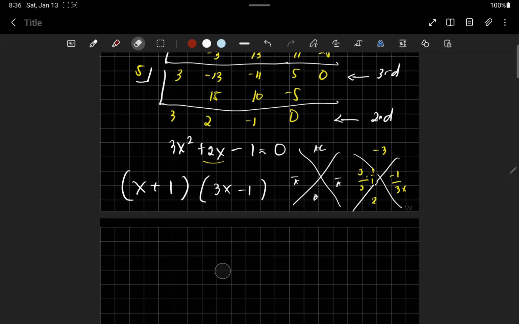Ayan, nakuha ba? Nakakuha ba yun sa correction? Kasi 'di ba yung dalawang number pala, it should be 3 times negative 1. Kasi 3 times negative 1 is negative 3. Then, ang sum nila is positive 2. 'Di ba? 3 plus negative 1, that is positive 2.